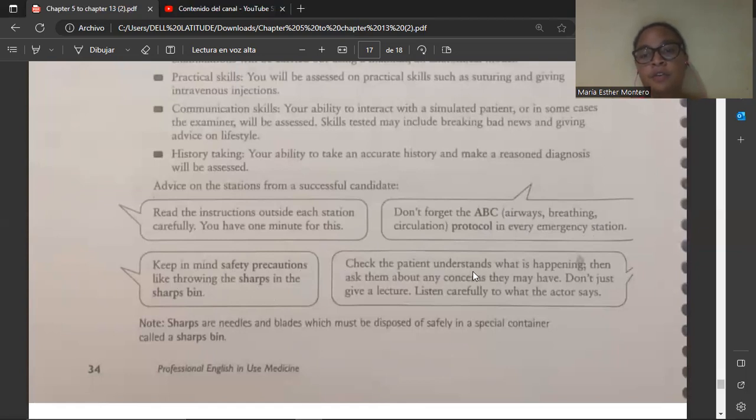Check the patient understands what is happening. Then ask them about any concerns they may have. Don't just give a lecture. Listen carefully to what the actor says. Sharps are needles and blades which must be disposed of safely in a special container called a sharps bin.